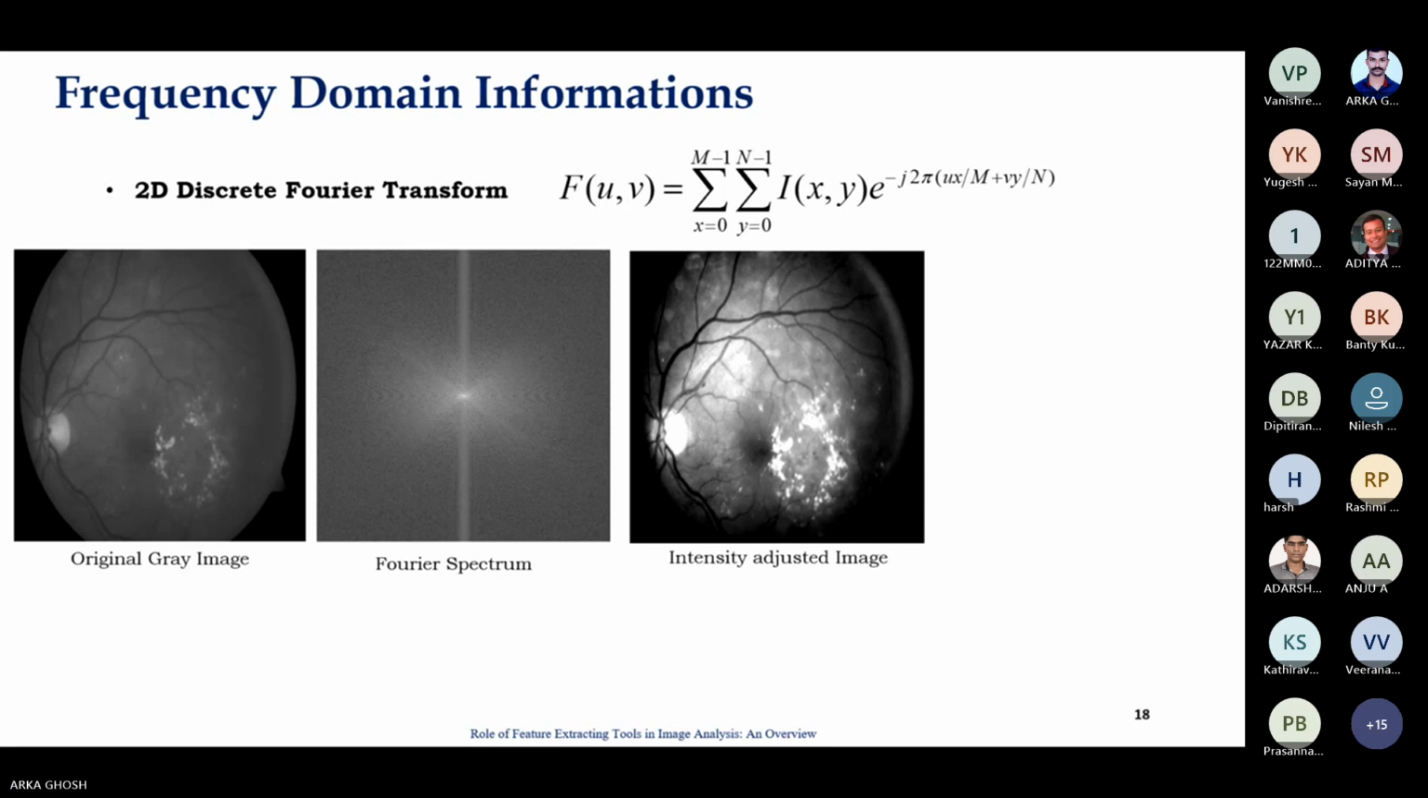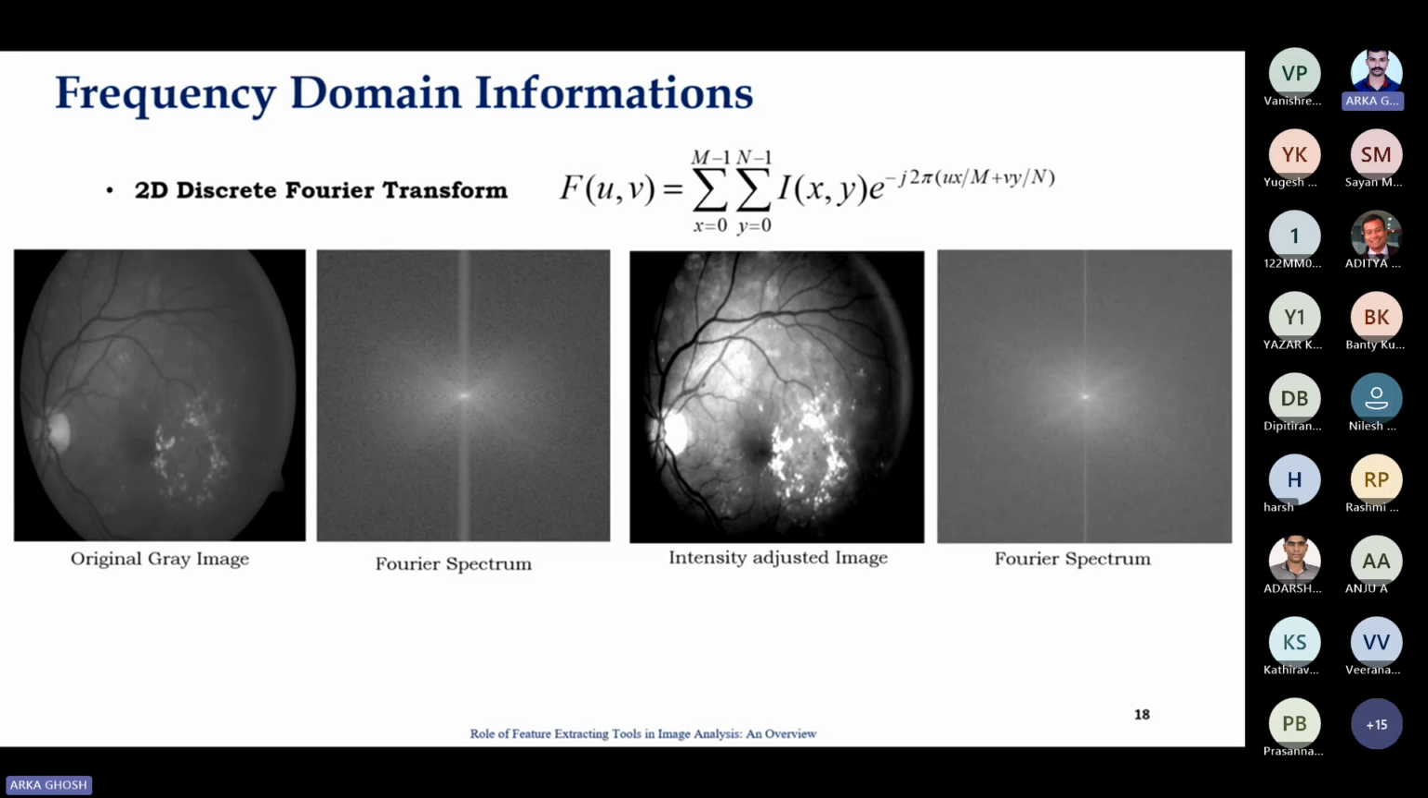Now let us adjust the image intensity. We have made some regions of the image brighter and some regions darker. If we see the Fourier spectrum, we can see a significant difference. Previously there was a single high intensity dot at the center, and it was gradually distributed to other locations, along the horizontal and vertical directions.